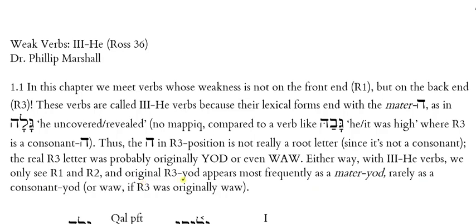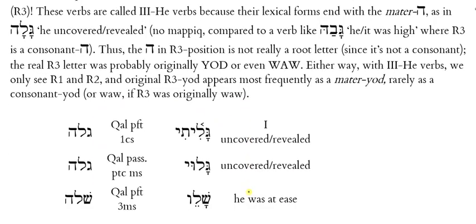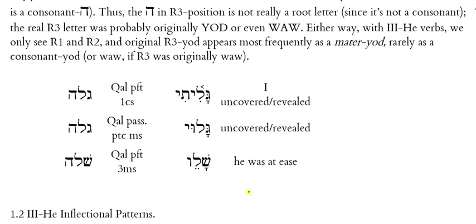The original root 3 yod, if we even have a root 3 letter, when it appears, most frequently appears as a mater yod, and then rarely as a consonant yod or a consonant vav if root 3 was originally a vav. So I give you a couple of examples here in the handout. The root letters from gala, which means to uncover or reveal. The Qal perfect 1CS is galithi, galithi.